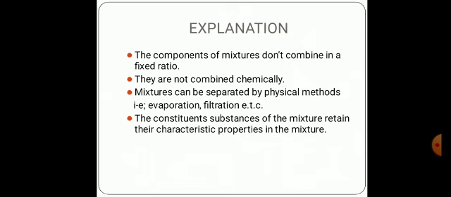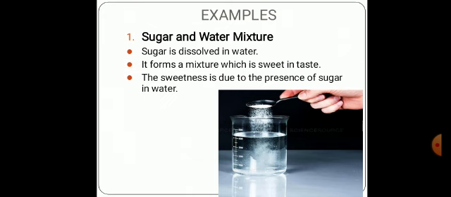The constituents means the parts of the substances in the mixture retain, means that they keep their characteristic properties in the mixture. For example, when we dissolve salt in water and the water is evaporated, the salt retains its properties, means we can get the salt back again. Another example, sugar and water mixture. Sugar is dissolved in water, and it forms a mixture.